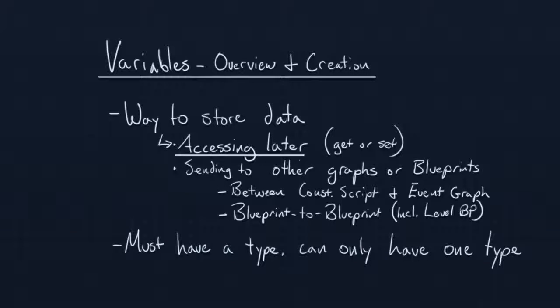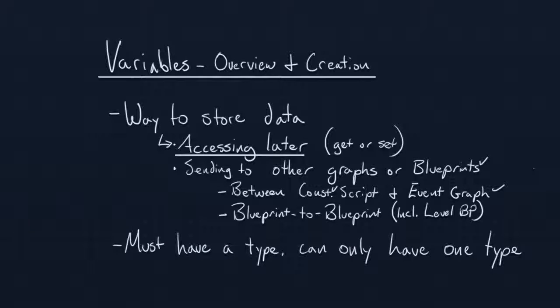It's also important if you need to send some bit of information, some data, to another graph within your blueprint or to another blueprint altogether. So for example, if you need to send some type of value between the construction script and the event graph, then you need to store that data in a variable so that both graphs can easily access it.